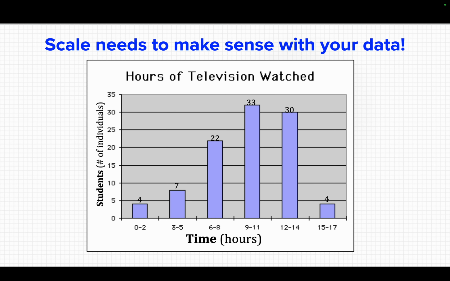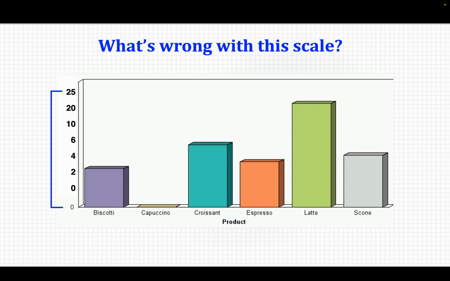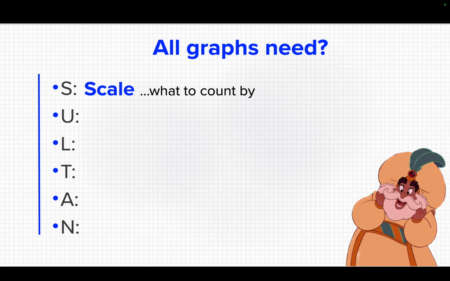So scale needs to make sense with your data, right? So you want it to match, you want it to extend to the top of your graph. What's wrong with this scale? Someone raise your hand and say it. Yeah, there's lots of things wrong with this graph in general. No title, no labels, no units on the y-axis. But you can also see that 0 is on there twice. It goes by 0, then 2, then 2, then 2, then 4, then 10, then 5. Nope, it has to be equal all the way up.